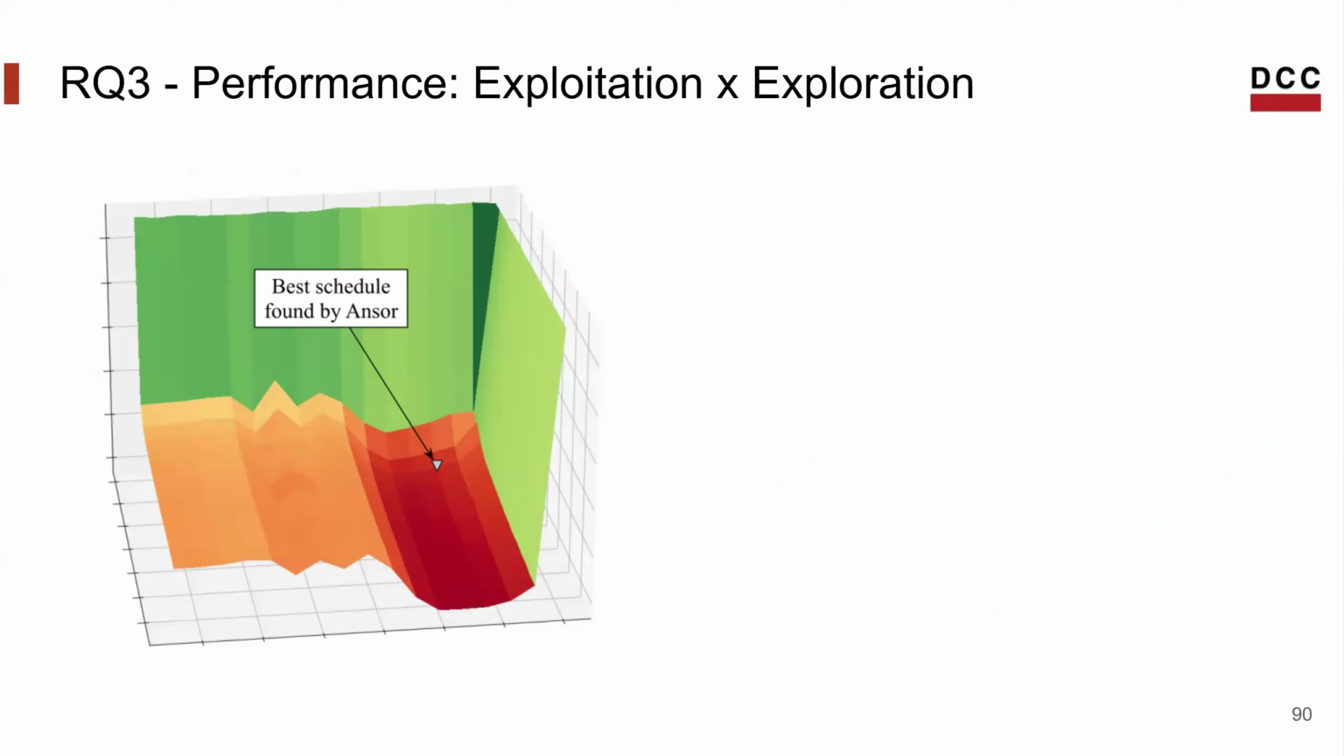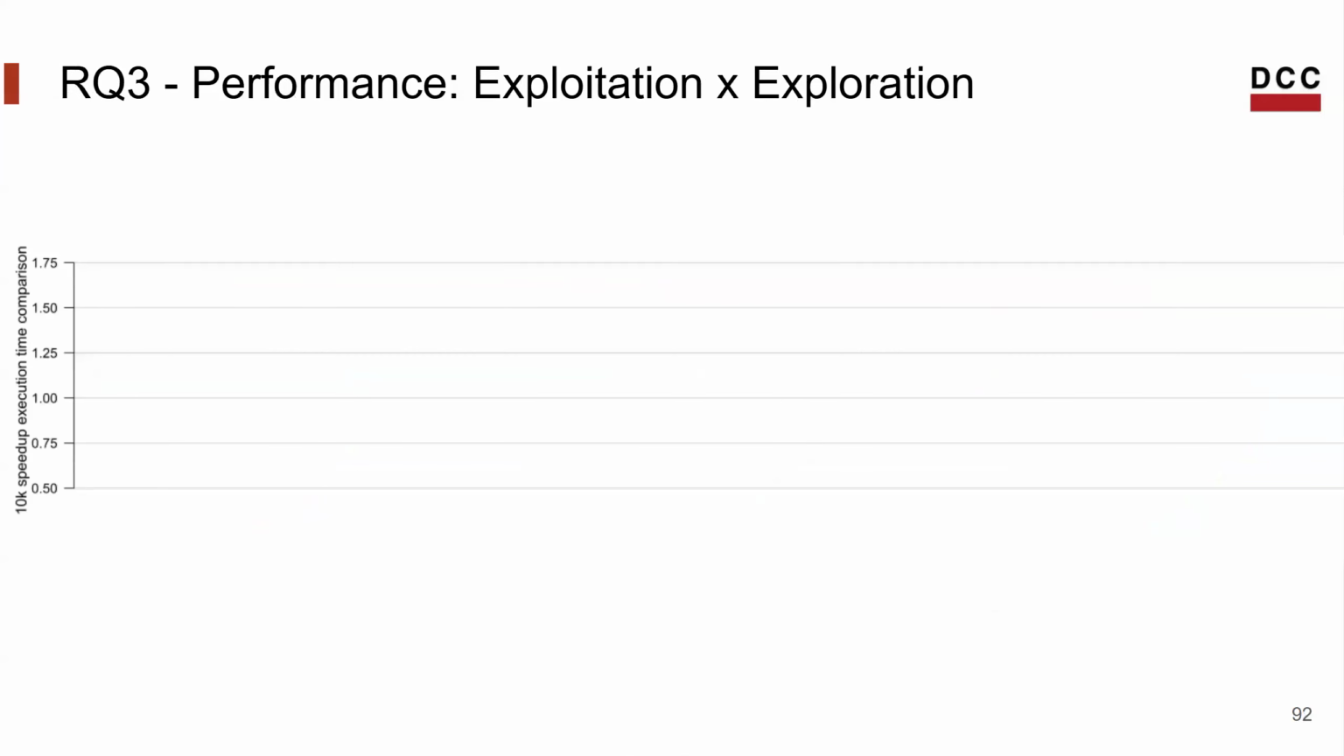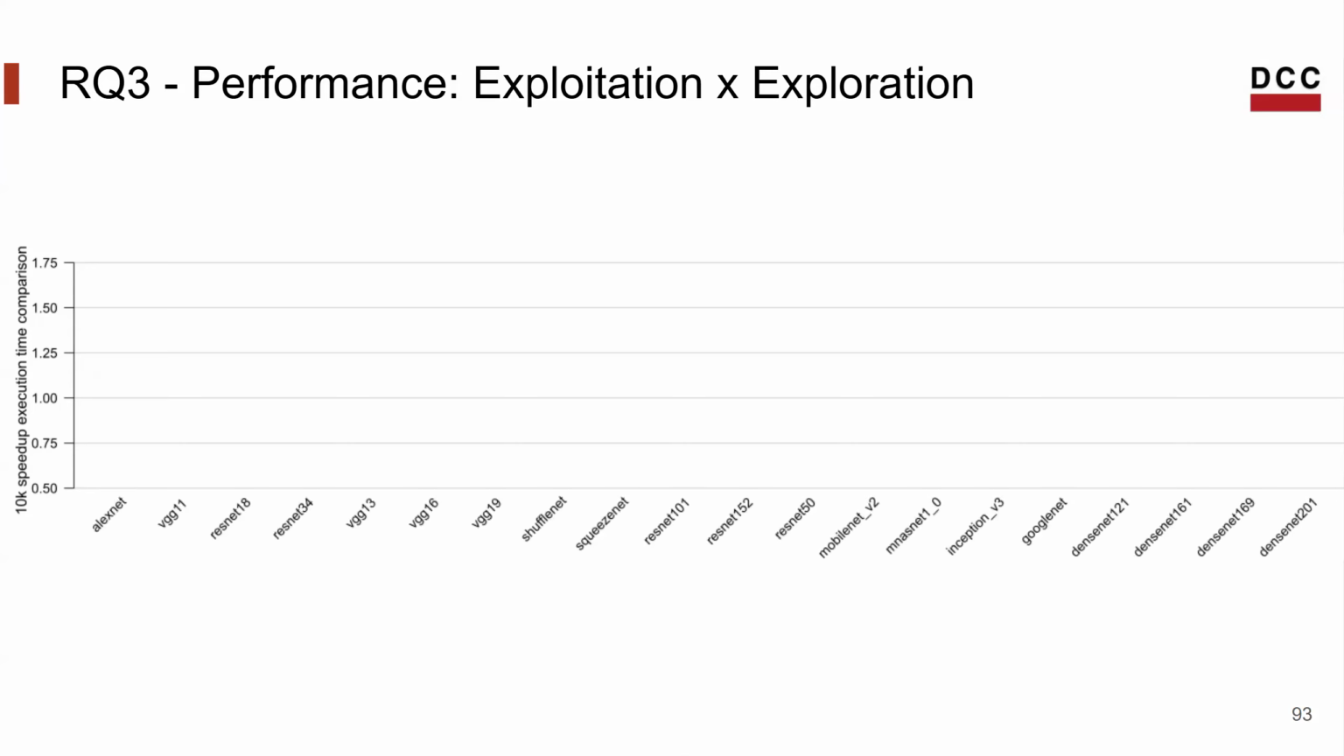In our research, we identified that Ansor is a good exploration algorithm to find a good schedule. But we noticed that Droplet is a good exploitation algorithm. And this created the idea to use Ansor as a starting point and use Droplet to optimize from there. We call this technique DP Ansor. Let's see how it performs against 10,000 samples of Ansor. On the y-axis, we have the execution time relative to 10,000 samples of Ansor. On the x-axis, we have the 90 benchmarks.